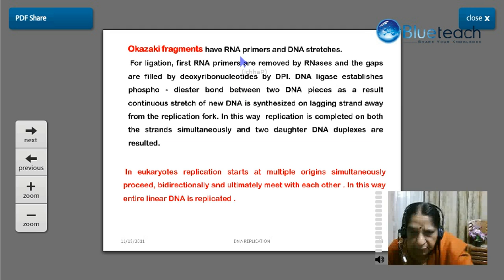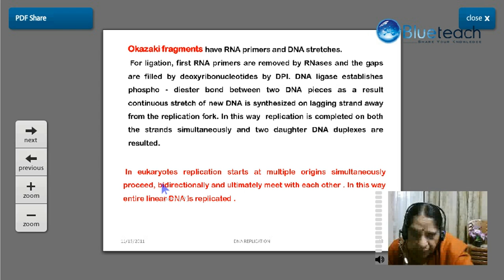Okazaki fragments have RNA primers and DNA stretches. For ligation, first the RNA primers are removed by RNase and the gaps are filled with deoxyribonucleotides by DP1. DNA ligase establishes phosphodiester bonds between two DNA pieces. As a result, a continuous stretch of new DNA is synthesized on the lagging strand away from the replication fork. In this way, replication is completed on both strands simultaneously and two daughter DNA duplexes result.